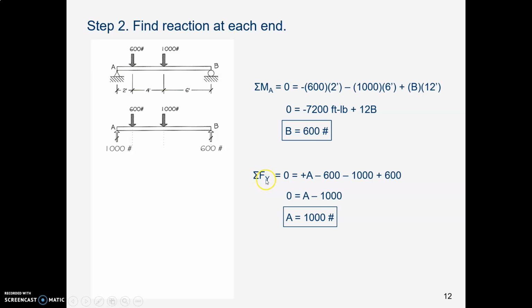Sum of all forces in the y direction equals 0. And what have we got? A going up, 600 coming down, 1,000 coming down, 600 going up. There they are all written in my equation. And that boils down to 0 equals A minus 1,000. I added 1,000 to both sides, and that gave me 1,000 equals A, or A equals 1,000. So there's my reaction at A.